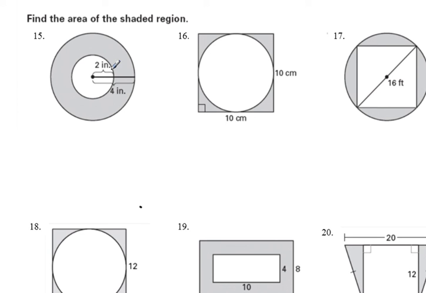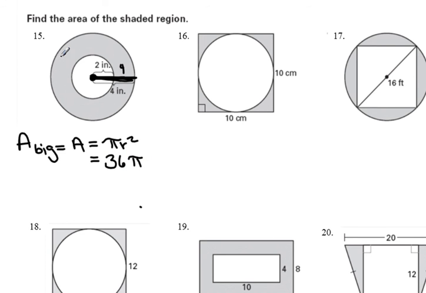The area of the big circle. Well, first we got to figure out what the radius of the big circle is. It's 2 plus 4, so it's 6. So the area of the big circle is area equals pi r squared, where our radius is 6, so 6 squared is 36 pi. So that's the area of the big circle. Now we're going to subtract the area of the small circle. So pi times the radius squared, where the radius is 2. So 2 squared is 4 pi.